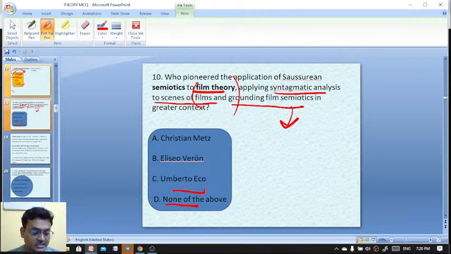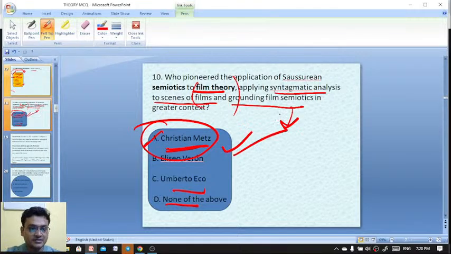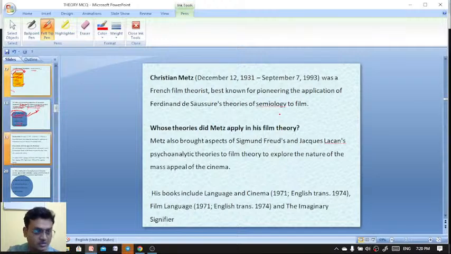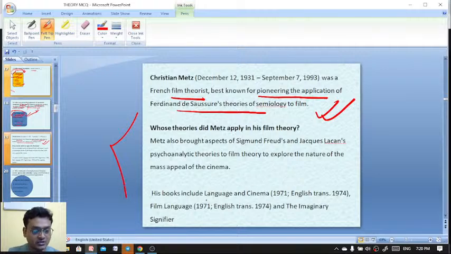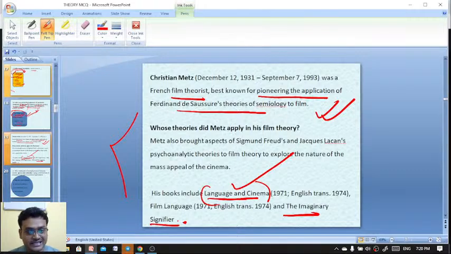It's Christian Metz, the right answer. Film theory was pioneered by Christian Metz, applying Saussurean semiotics to film. Christian Metz was a French film theorist best known for pioneering the application of Ferdinand de Saussure's theories of semiology to film, and he has also written works like Language and Cinema. Okay, remember that. Christian Metz has written Language and Cinema, and The Imaginary Signifier. The Imaginary Signifier and Language and Cinema are works by Christian Metz.